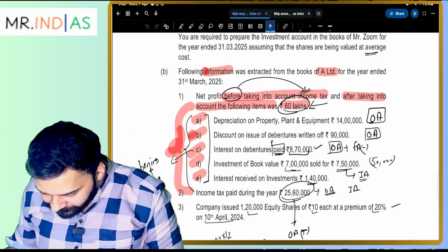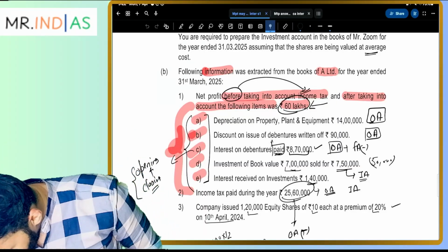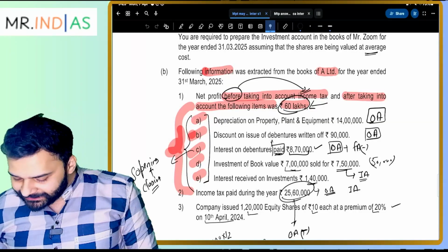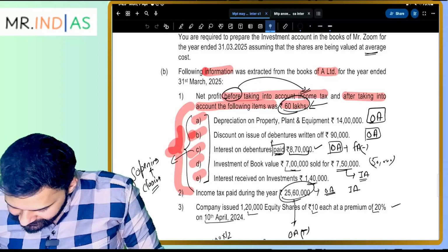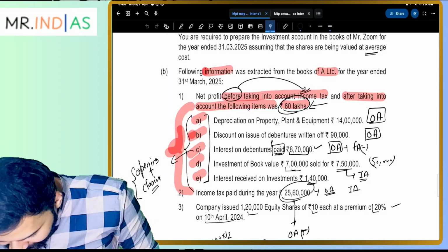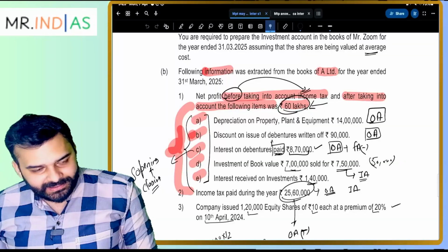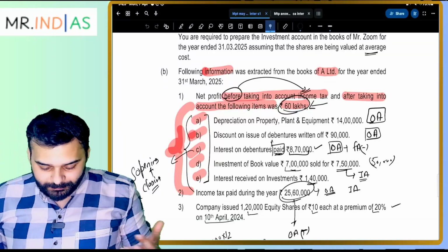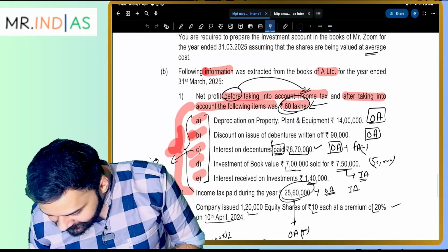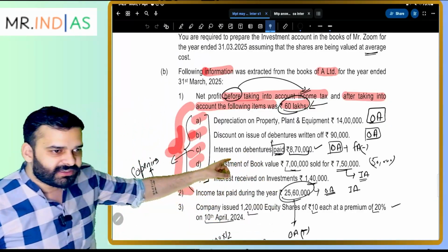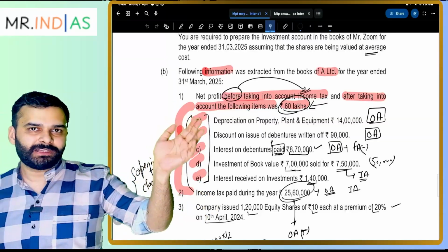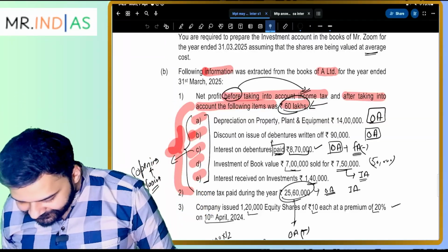Okay, so the first point is depreciation. Depreciation is a non-cash item, or non-operating as well. You will add it into operating activity. Discount on issue of debenture is also a non-cash item. You will add it into operating activity. Interest on debenture paid is 8,70,000. If it is paid, then it must be charged to the profit and loss account, because it is saying 60 lakh after charging these items. So you have to add 8,70,000 in operating activity and deduct it from financing activity.